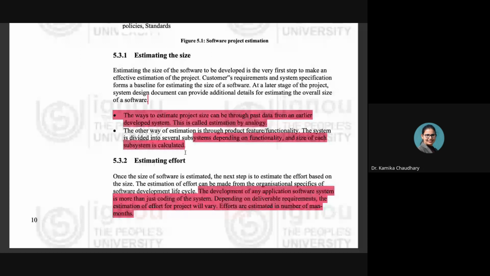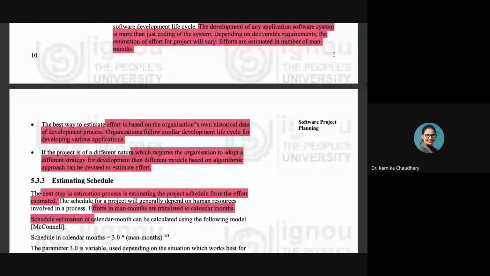Now estimating the effort. In the case of estimating the effort, what is happening? Because we know that the development of any application software is more than just the coding part. We have studied the SDLC. We know what all goes into the development of any software product. So efforts are estimated in number of man months. When we are talking about efforts, they are going to be calculated with the help of this metric, which is called the man month, right?